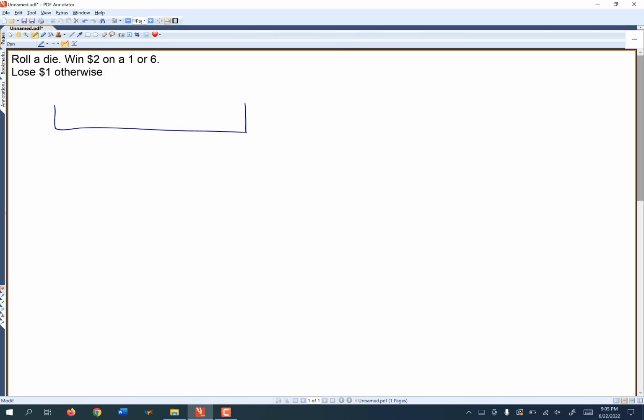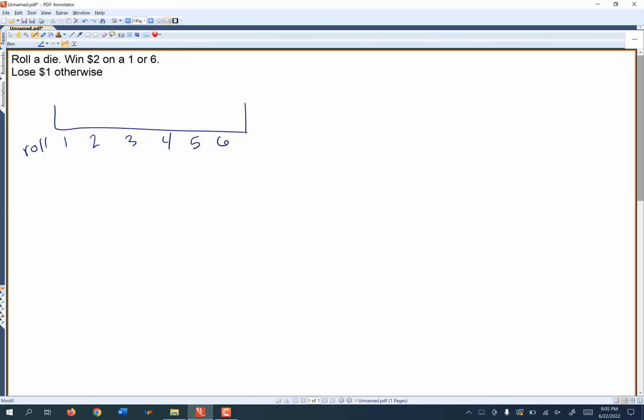So I'm going to do a box, but I like to kind of take notes under my box. So when I roll a die, my possibilities are 1, 2, 3, 4, 5, or 6. So if you're having trouble, kind of do it like this. Write out a bit more work. Write out what all the possibilities are. Now let's write down what you're actually getting.